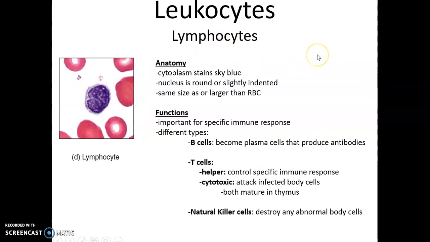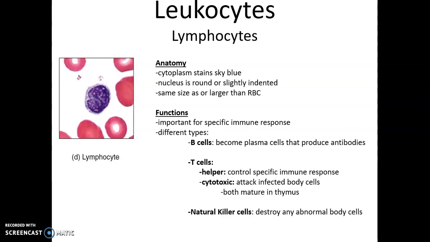And then we have the lymphocytes. Lymphocytes have cytoplasm that is sort of sky blue in color. However, you often see very little cytoplasm because the nucleus, which is round or slightly dented, takes up the bulk of the cell. So mostly nucleus, some cytoplasm, and they can be the same size as red blood cells or bigger. And they have a variety of functions in the specific immune response.